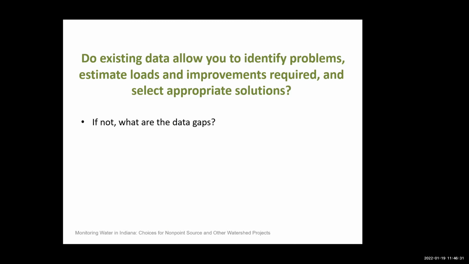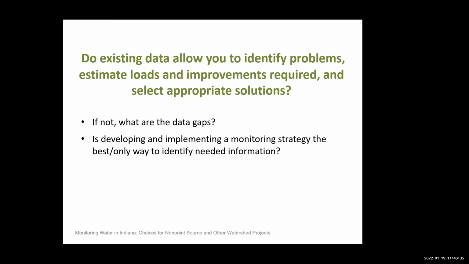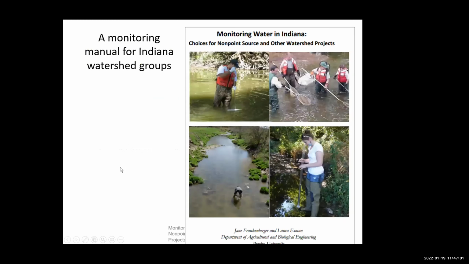So if the answer is no, then you want to think, well, what are the data gaps? Be specific, and is developing and implementing your own monitoring strategy the best way to get the needed information? I may sound kind of negative here, but it's really important that people count the costs before they do monitoring, because inadequate monitoring really doesn't help anything. You spend a lot of time and money, but if there are only a few points, it doesn't really get anywhere on a stream. On a lake, you might be able to get away with a few points. Kate, thank you for nodding, but I think that's right.